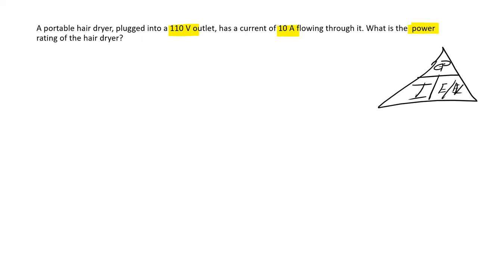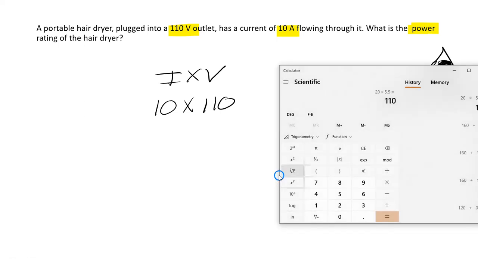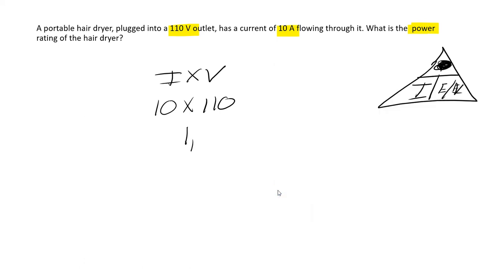I'm looking for power. I want to put my finger over the P. And I got what? I times V. I is what? Amps. V is what? Volts. Get my handy dandy calculator. 10 times 110 is 1,100 watts. Big W.